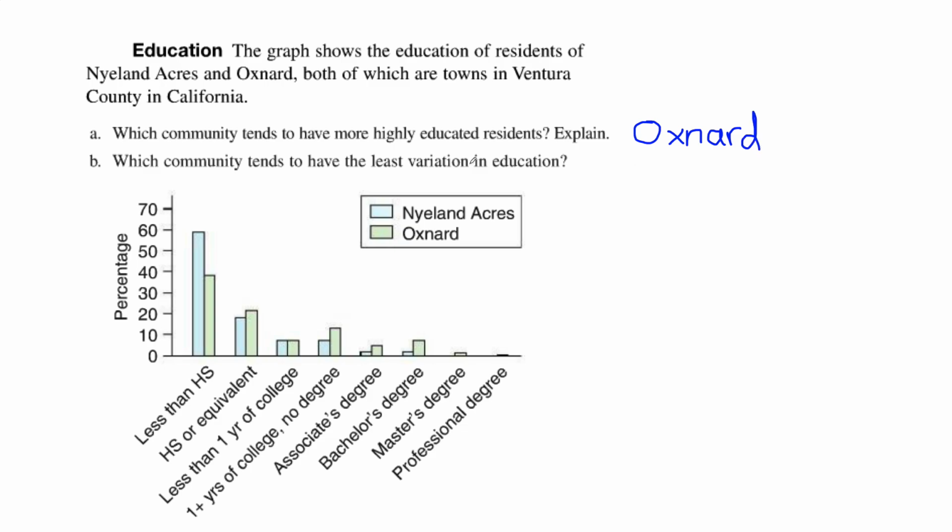What about which community tends to have the least variation in education? Now remember, variation means we're looking at variability in the categories. If we look at Oxnard again, Oxnard has residents that are categorized in each of these categories. So there's a higher degree of variability in Oxnard as compared to Nyland Acres. So for part B, our answer is Nyland Acres.